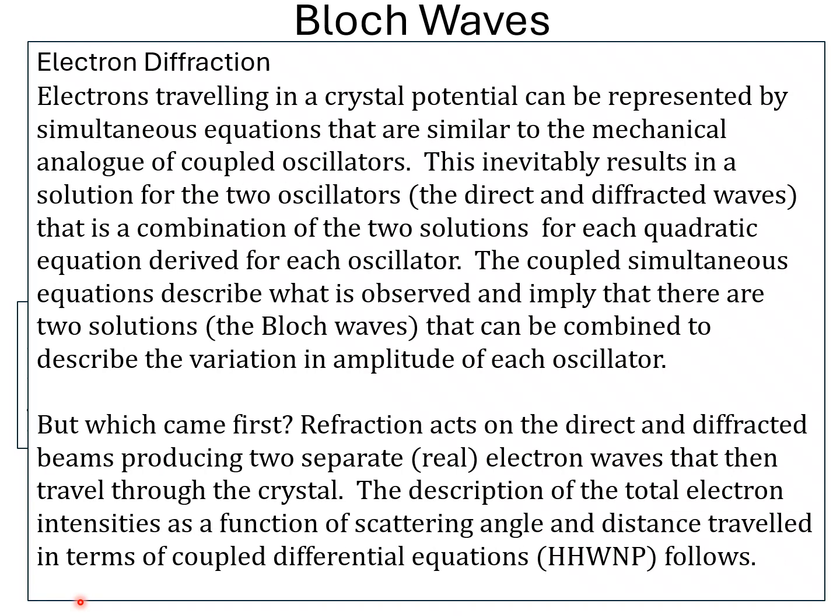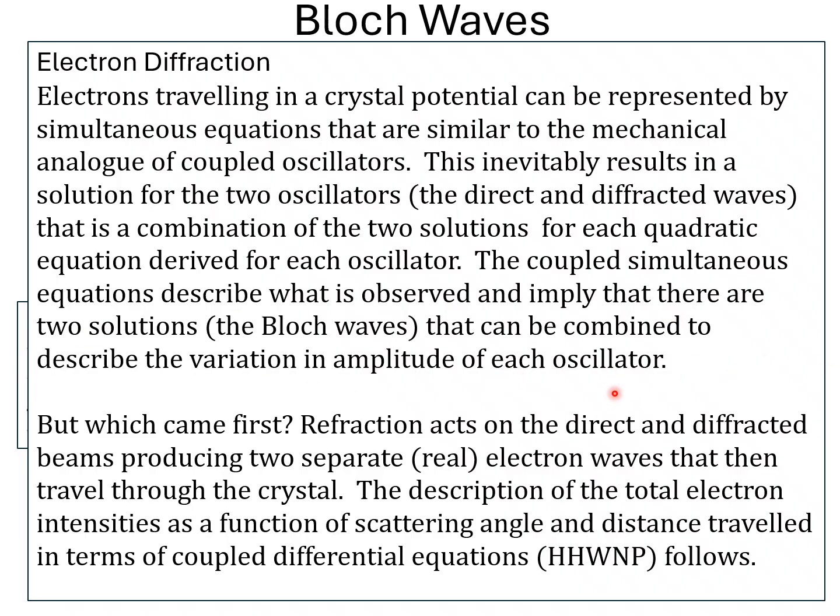So to finish now, I'm just going to read this. Electrons traveling in a crystal potential can be represented by simultaneous equations that are similar to the mechanical analog of coupled oscillators. This inevitably results in a solution for the two oscillators, the direct and diffracted waves. That is a combination of the two solutions for each quadratic equation derived for each oscillator. The coupled simultaneous equations describe what is observed and imply that there are two solutions, Bloch waves, that can be combined to describe the variations in amplitude of each oscillator.